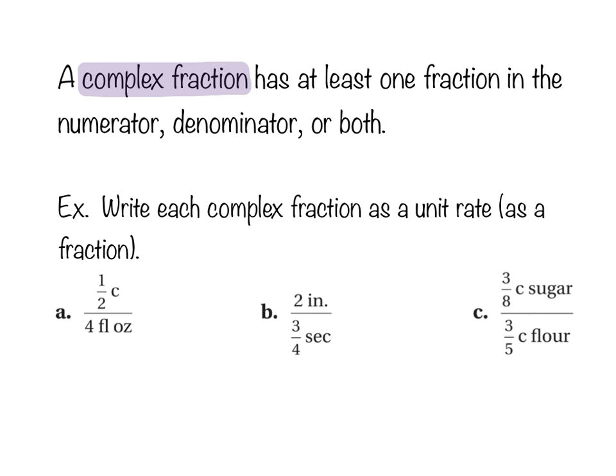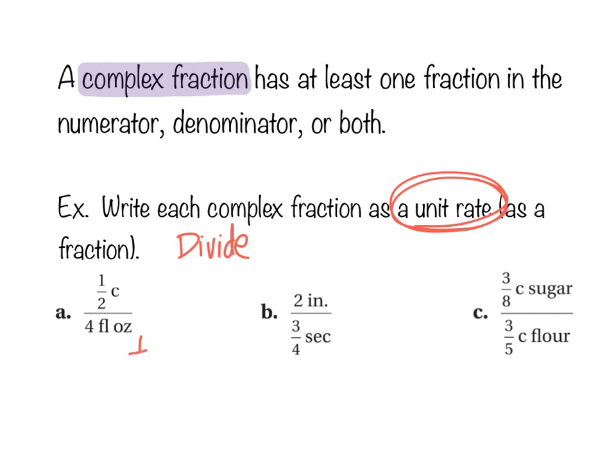The first one says half a cup per 4 fluid ounces. So maybe you're making a recipe that requires half a cup of sugar for every 4 fluid ounces of milk or water. So to find the unit rate, which is again what we're trying to do here, we're just going to divide. So how do you do that if there's a fraction in there? Well, you just use your fraction rules, right?